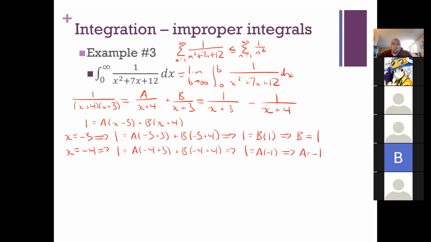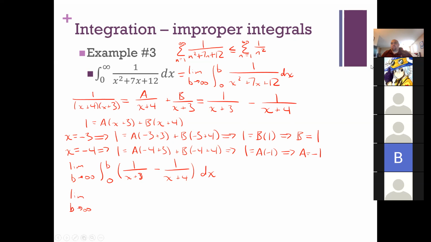So any questions about that before I get into actually integrating this now? Okay, so I want the limit as b goes to infinity of the integral from 0 to b of 1 over x plus 3 minus 1 over x plus 4 dx. So what is this antiderivative going to be?